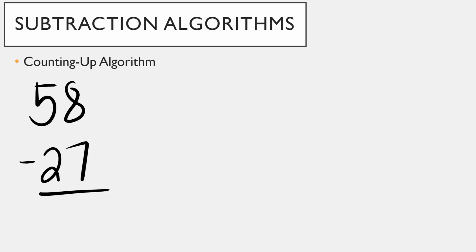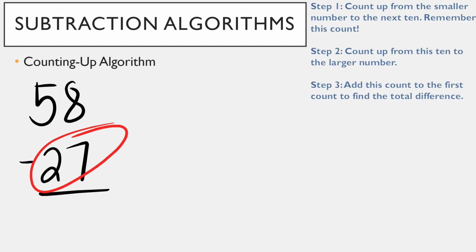All right, so let's take our problem that we've been working with, 58 minus 27. Just to recall, the steps are to count from the smaller number to the next 10. We're going to remember that count. Then we're going to count up from that 10 to the larger number, and then add this count to the first count to find the total difference.